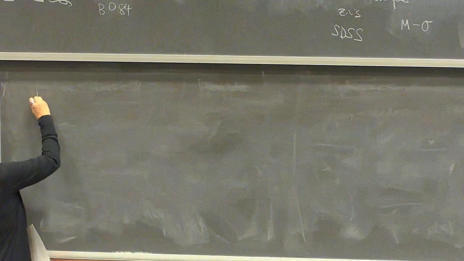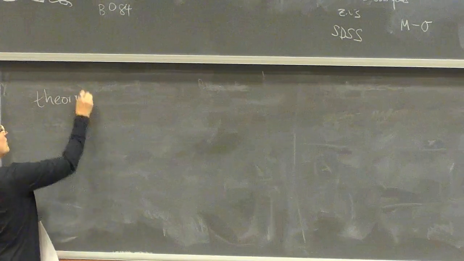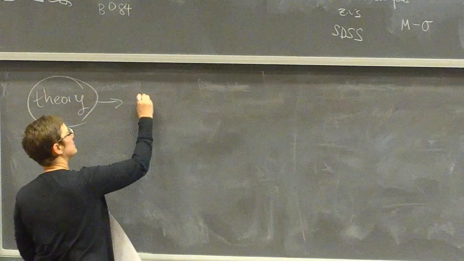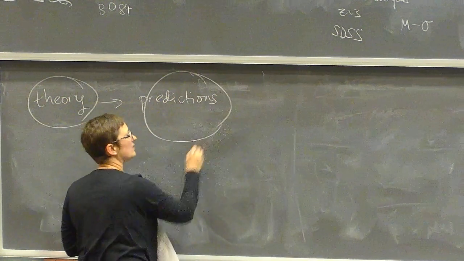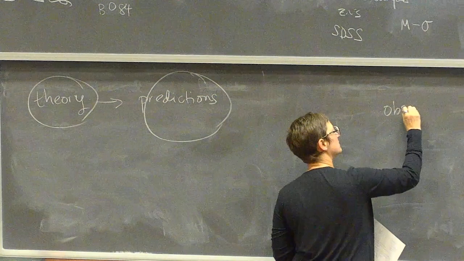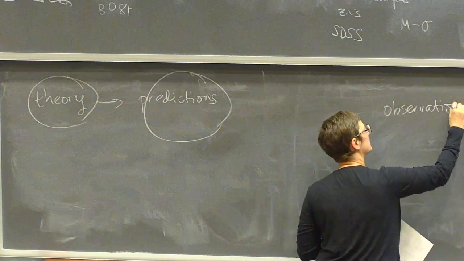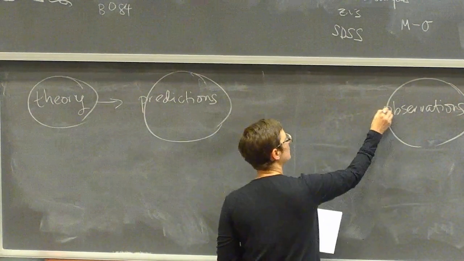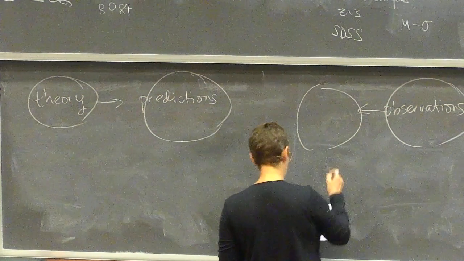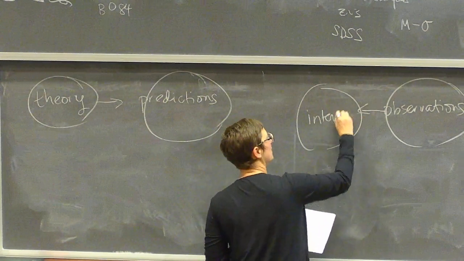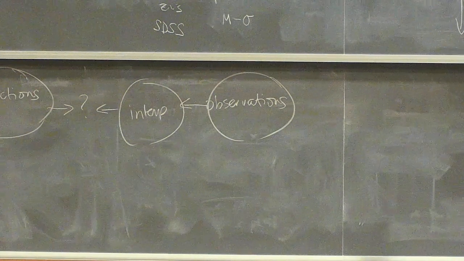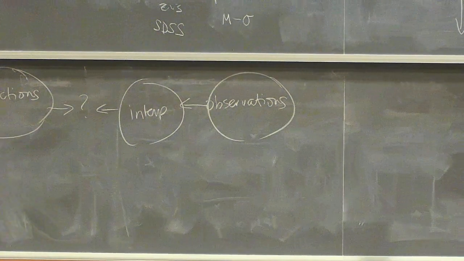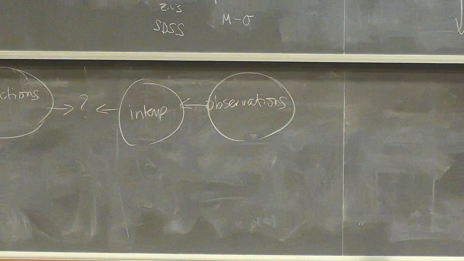But historically, we've often had this thing where we have a theory, and we use that theory to make predictions. And we take some observations, and we use those observations to have some interpretation of the observations, and then we try to compare these things and see whether they match. And if they match, we win, and if they don't match, we adjust our model, right?